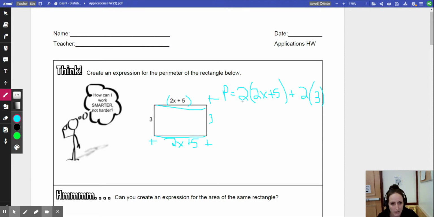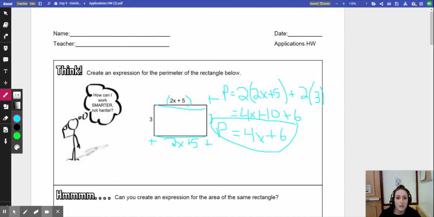Okay, if you need to see it done, here we go. We've got 2 times 2x, which gives us a 4x, 2 times 5, which is 10, and 2 times 3, which is 6. Simplify from here, we get the total perimeter. The expression for the perimeter will be 4x plus 6. And we'll go ahead and put a big circle around this so that we know. Hopefully you got it right. If you didn't, hopefully you at least saw your mistakes.